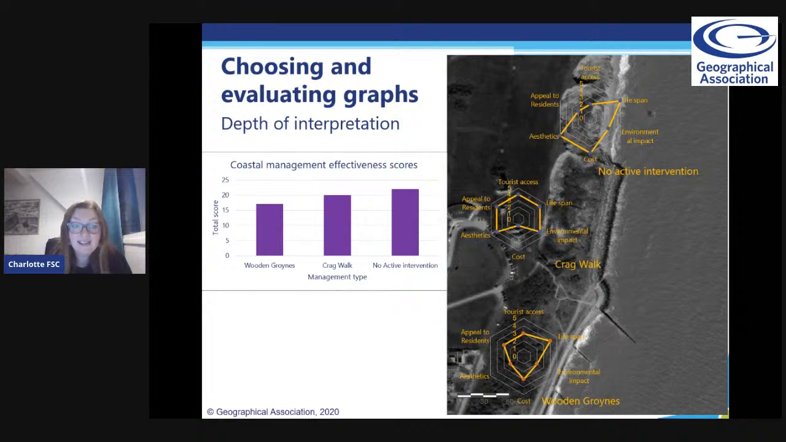So that's great. We can tell the individual scores from these radar graphs. It's also still easy to compare the overall effectiveness because you just look for the one with the biggest kind of web inside the radar.